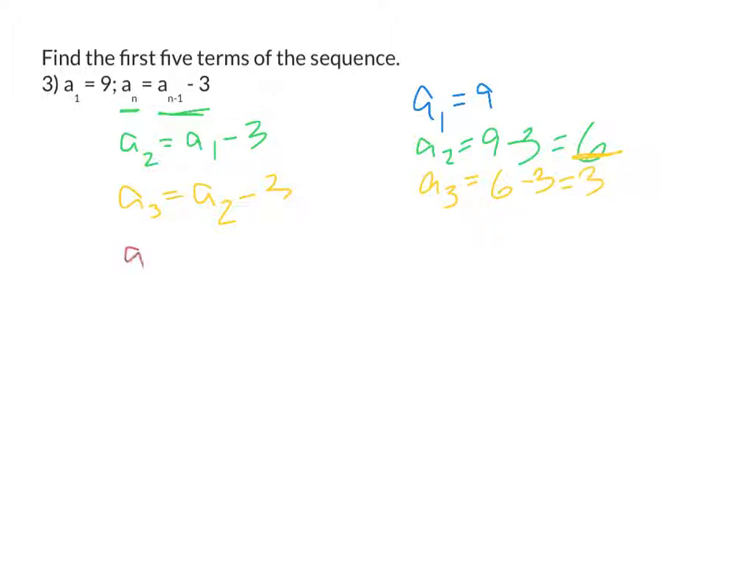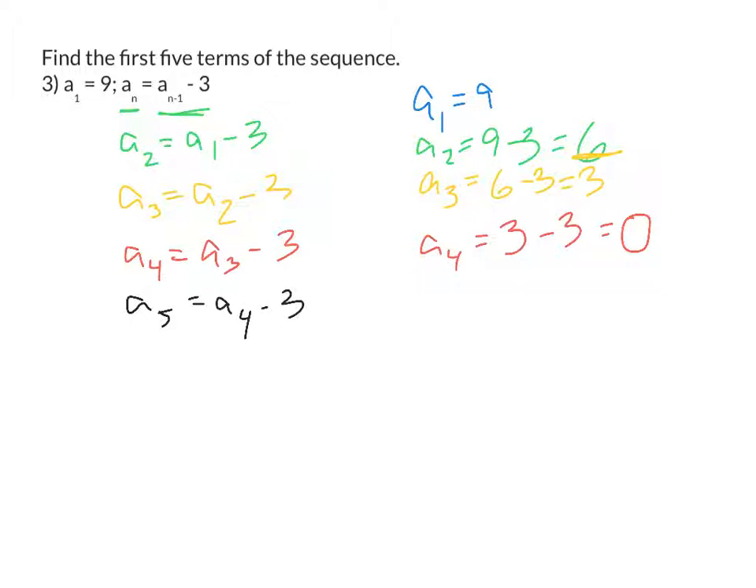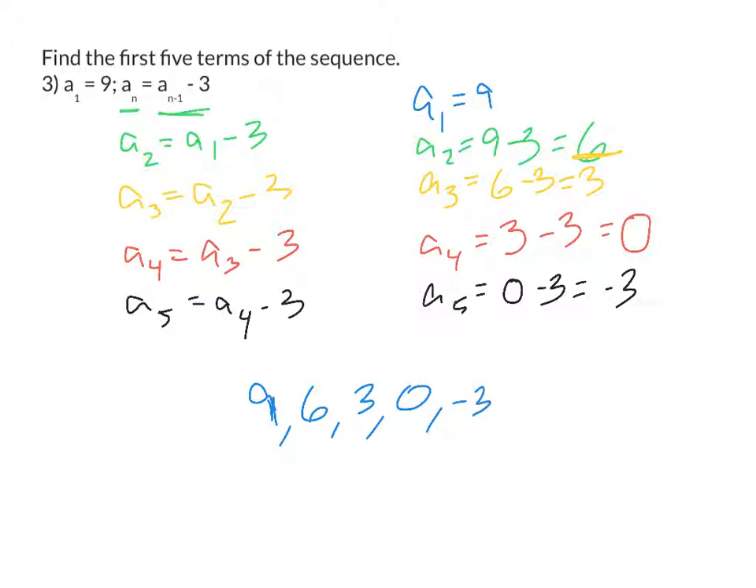For a sub 4, we need a sub 3 minus 3, or 3 minus 3, which is 0. And then finally, the fifth term is a sub 4 take away 3, or rather 0 take away 3, so it's negative 3. So the first 5 terms of my sequence officially are 9, 6, 3, 0, and negative 3.